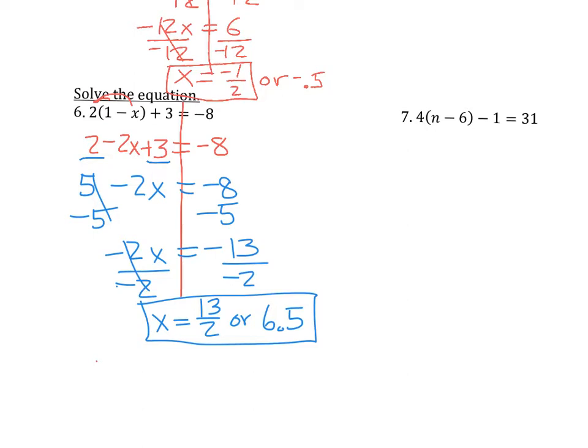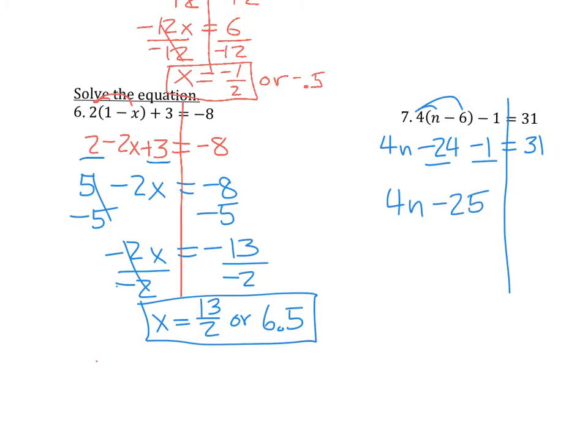And number 7, start by distributing the 4. So 4 times n is 4n. 4 times negative 6 is negative 24. Bring down your negative 1. And bring down your 31 on the other side. So on the same side of the equal sign, I see negative 24 and negative 1. Those are like terms. So I'm going to bring that 4n down out front. Negative 24 minus 1 more is negative 25, right? I just do what I see since they're on the same side.